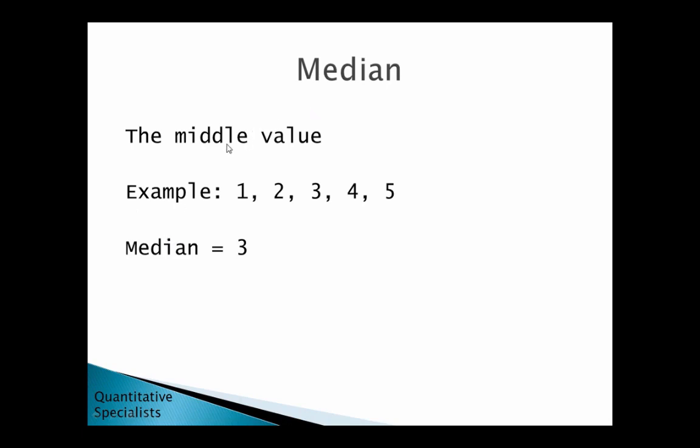Next we'll look at the median. So the median, once again, is the middle value. So if we have the following values, 1, 2, 3, 4, and 5, the middle value here, if we count in, is just the center one here, which is a value of 3. So therefore, in this example, the median is equal to 3.